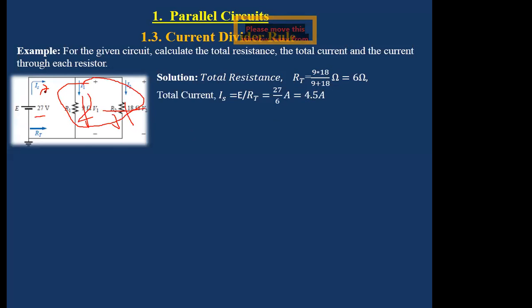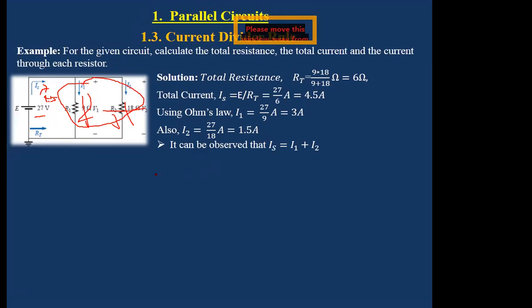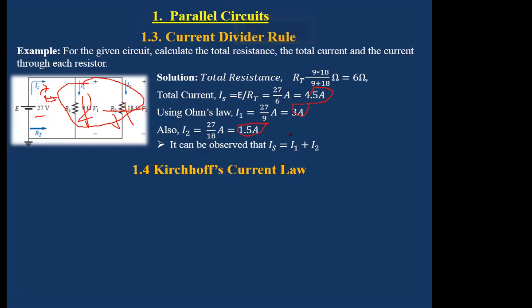So this is 4.5 amps, right? Then using Ohm's law, I1, the current here, is the voltage across R1 over the resistance of R1, which is 27 over 9, which is 3 amps. Then I2, again, is 27 divided by the resistance of the branch, which is 18, and you get 1.5. Then you can observe that IS is now I1 plus I2. This is our IS, and that's the sum of this and that.